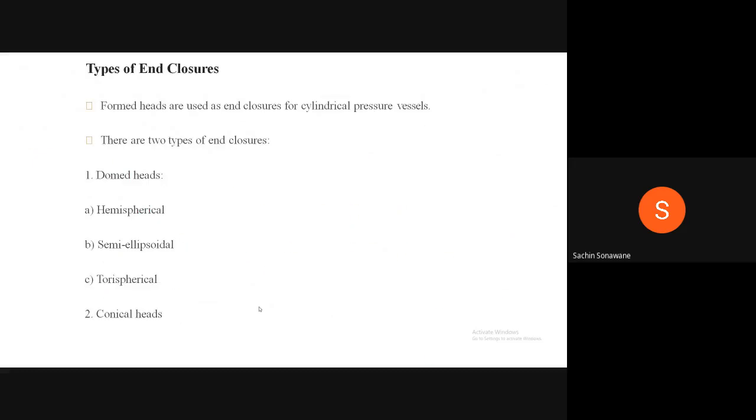Now, next point is types of end closures, because these end closures also have to be designed. Formed heads are used as end closures for cylindrical pressure vessels. There are two types of end closures. First is domed heads. Domed heads include hemispherical, semi-ellipsoidal and torispherical. And second is conical heads.